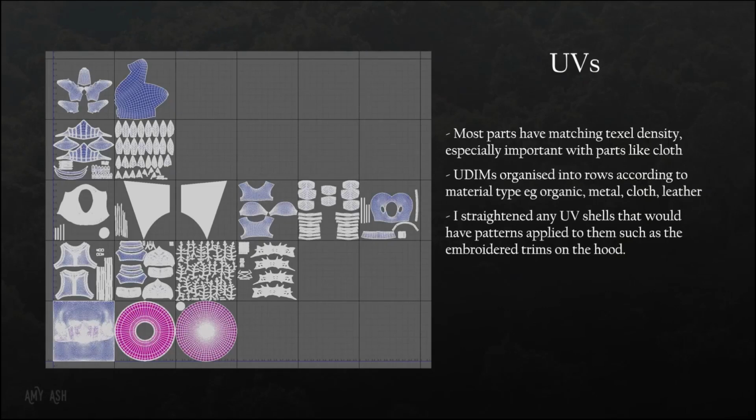UVs came next, and these are important to get right to make texturing easier for yourself later down the line. Nearly all of the shells have the same texel density, which is very important for any elements such as cloth, where you need the pattern you apply in the map to be the same size across all areas. I organized UDIMs into rows as well, according to material type. So I had a row for metal, a row for cloth, and another for leather. This is just easy for organization and for when you're looking at UDIM numbers later on. Finally, any shells that would have smaller patterns on, such as embroidery applied, needed to be straightened out to make this easier later on.